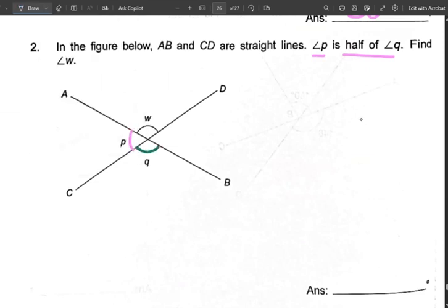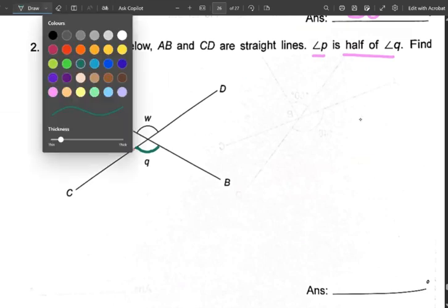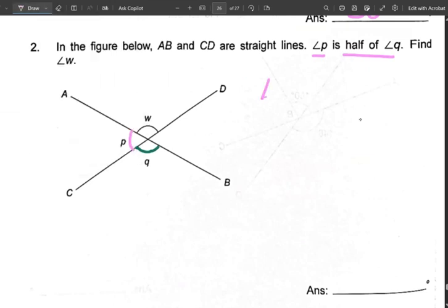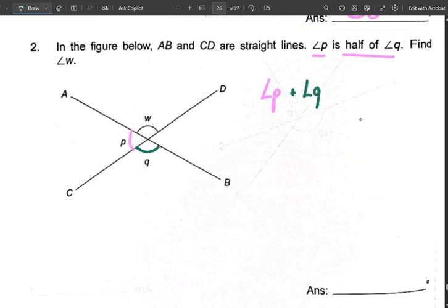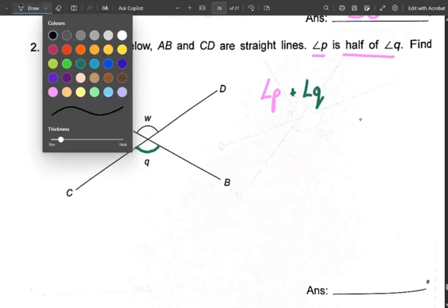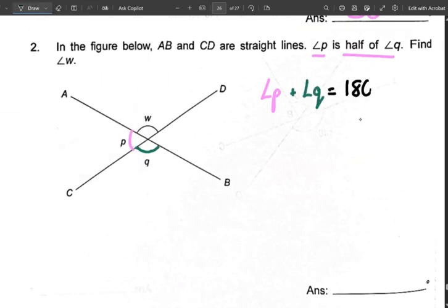But do you all know that they are seated on AB? That means to say, very good, they are not both the same. But when we add them up together, angle P plus angle Q gets me to an answer of how much? 180 degrees. Do you understand or don't understand? And what did they say about angle P? Angle P is half of angle Q.